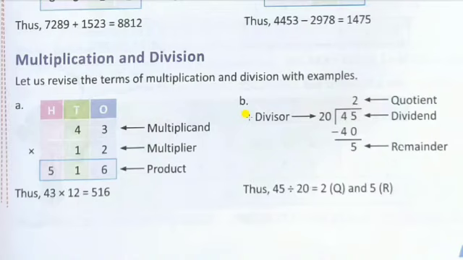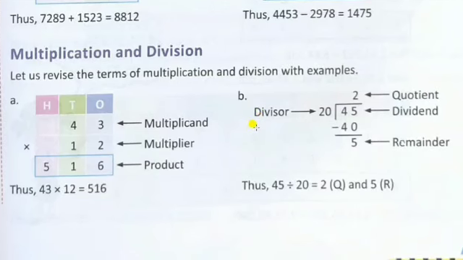Let us see the next process, that is division, the opposite of multiplication. We have to divide 45 by 20. Now the terms we will have here: 20 is the divisor. The number whose table you are using to divide the given number is the divisor. The number which you want to divide, 45, is the dividend. The table number is the divisor.